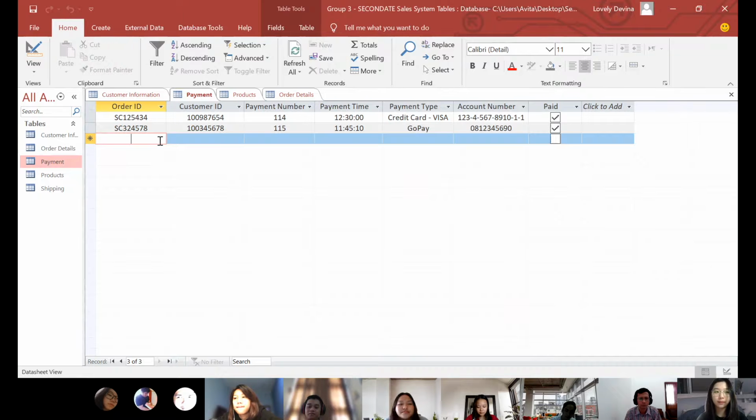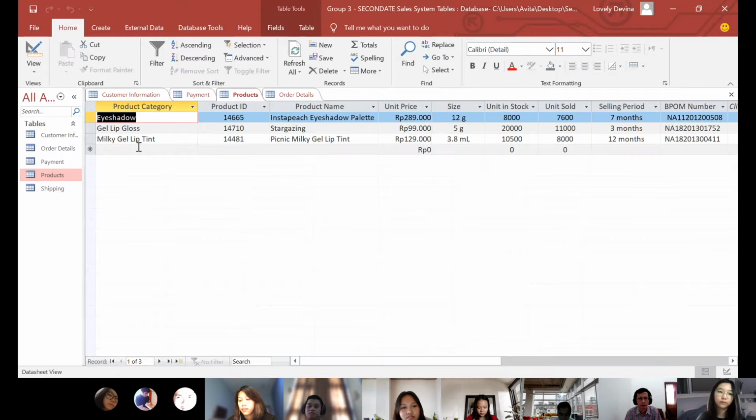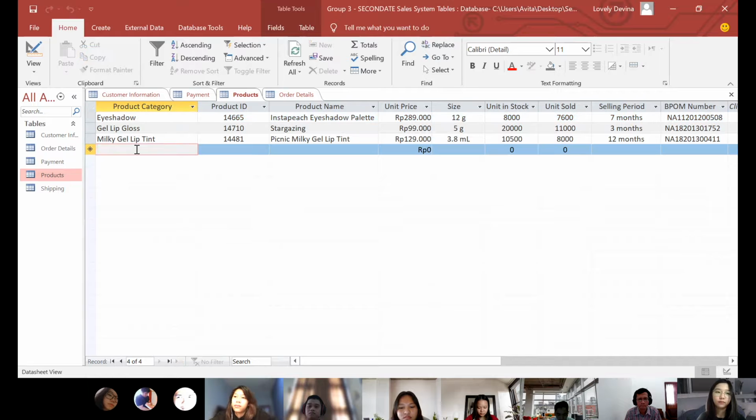For the payment, we include order ID, customer ID, payment number, payment time, payment type, account number, and is it paid or not. For the product, data is product category, product ID, product name, unit price, size, unit in stock, unit sold, selling period, and PPO number.